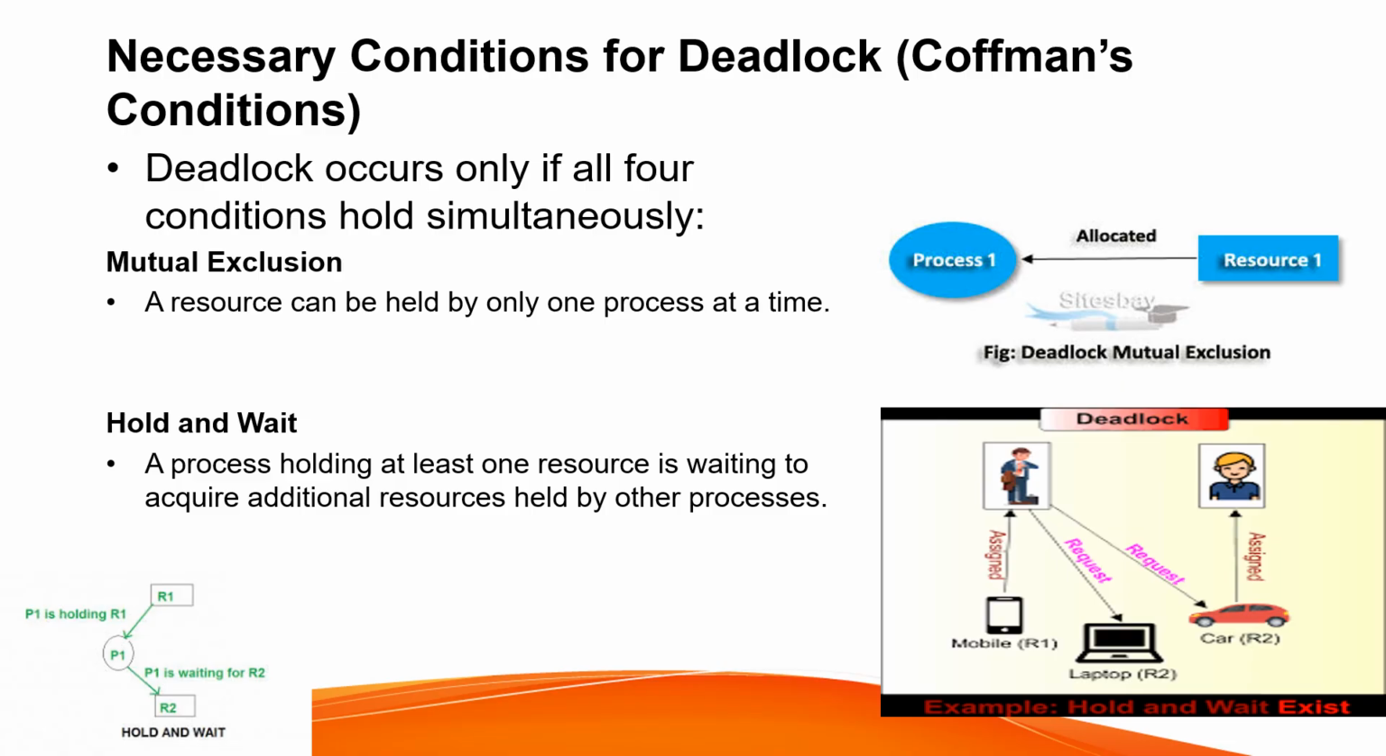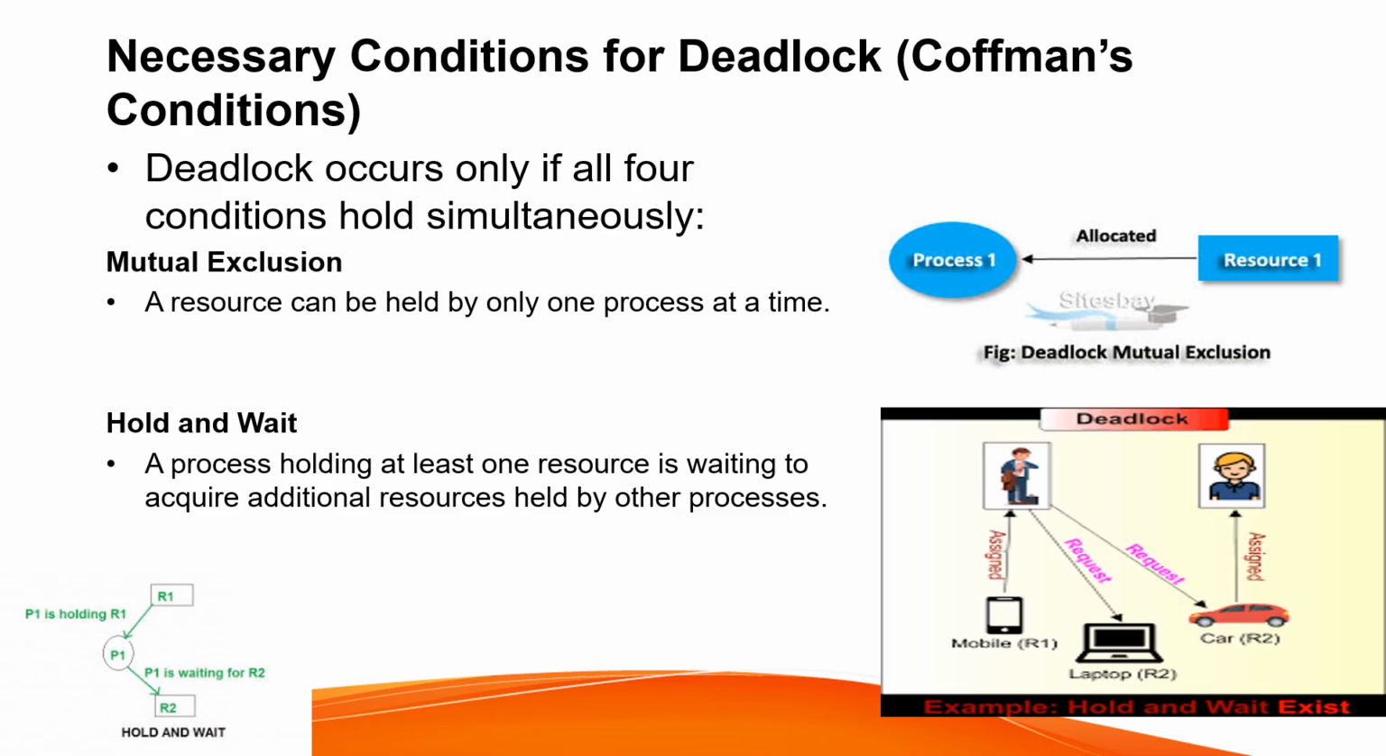Here we can see there are four main conditions. We call them Coffman's conditions. Only if those conditions hold simultaneously does deadlock occur. The very first one is mutual exclusion. Mutual exclusion is when a resource is held by one process at a time. A resource can be allocated to only one process. Such a thing is called mutual exclusion.